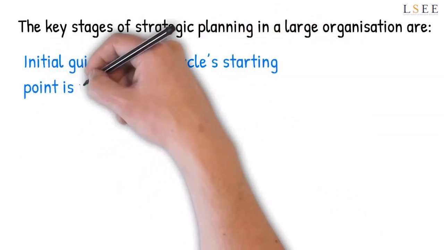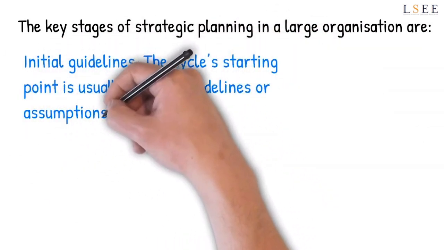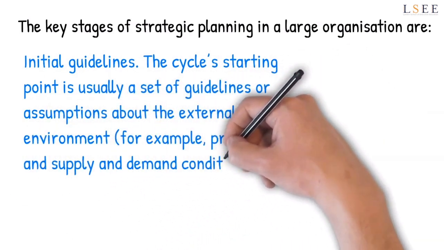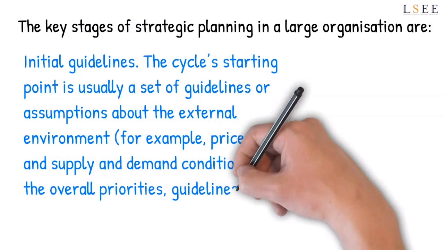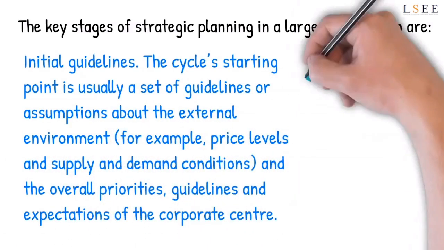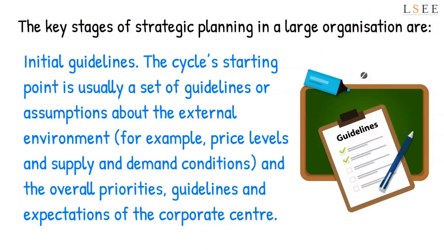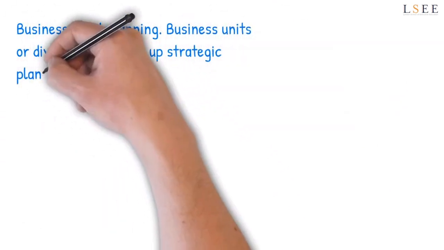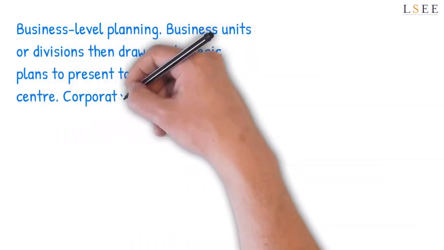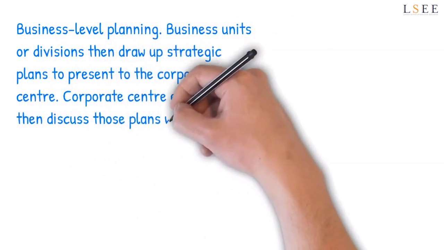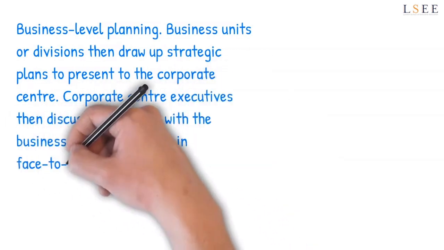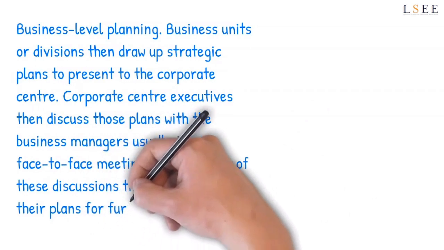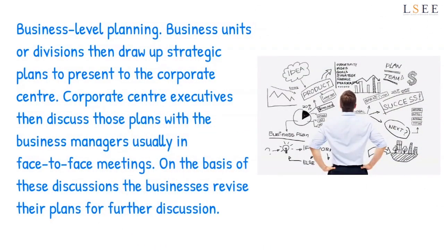The key stages of strategic planning in a large organization are: initial guidelines. The cycle starting point is usually a set of guidelines or assumptions about the external environment, for example, price levels and supply and demand conditions, and the overall priorities, guidelines, and expectations of the corporate center. Business level planning: business units or divisions then draw up strategic plans to present to the corporate center. Corporate center executives then discuss those plans with the business managers, usually in face-to-face meetings. On the basis of these discussions, the businesses revise their plans for further discussion.